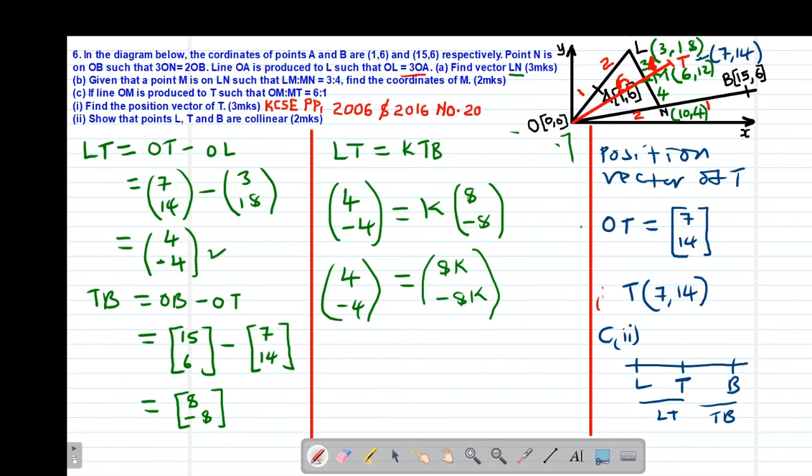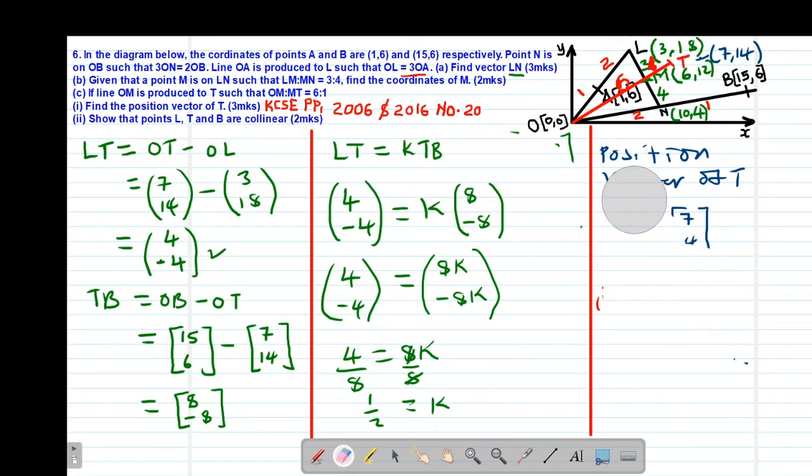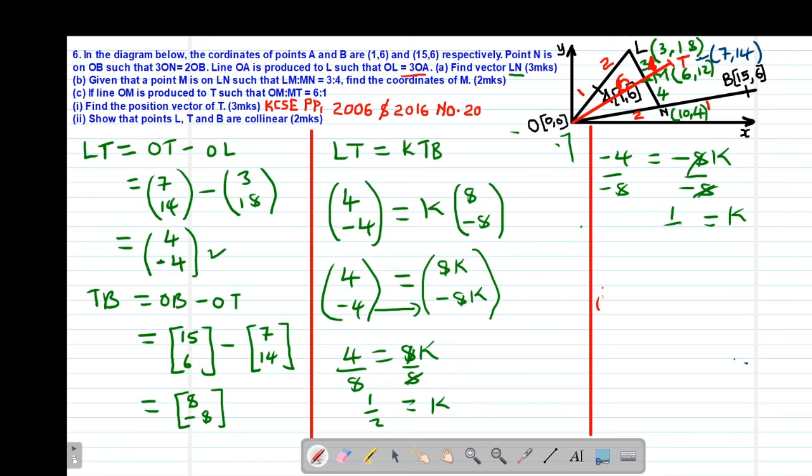So if I compute the value of K, it simply means that 4 is equal to 8K. Then if I divide through by 8, the value of K will be equal to a half. Remember, you can also work with the other coordinates. The answers should be the same. Suppose somebody worked with the lower coordinates, you will have negative 4 equal to negative 8K. If you divide through by negative 8, you will find the value of K still being equal to a half.